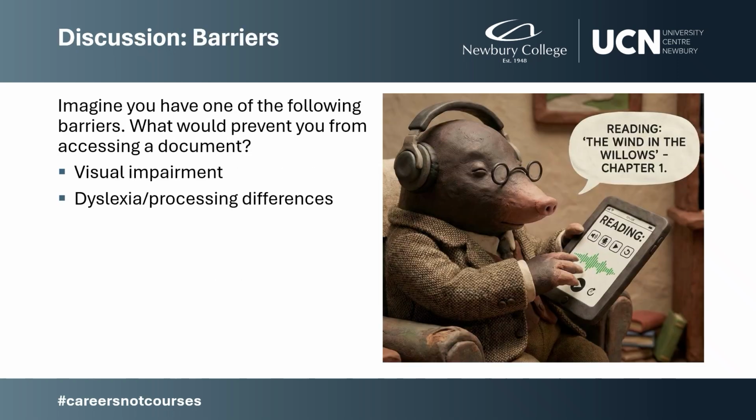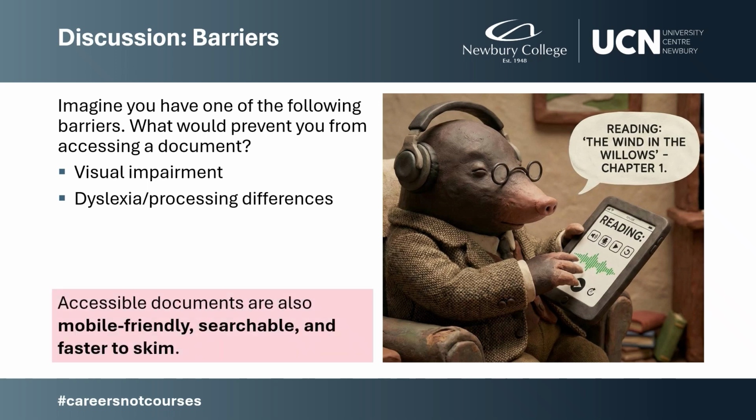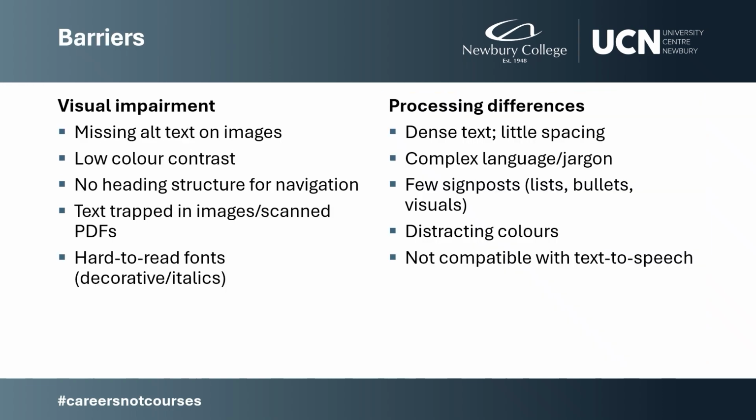I'd like you to imagine for a moment that you have one of the following barriers. What would prevent you from accessing a document if you had a visual impairment or a cognitive or processing difference? Remember, accessible documents also need to be mobile friendly, searchable, and faster to skim read. These are some of the barriers that I've come up with. There's no one size fits all, but I've tried to divide them equally between visual impairment and processing differences. However, the list isn't exhaustive, and you may have come up with others or identify some more as we go along.